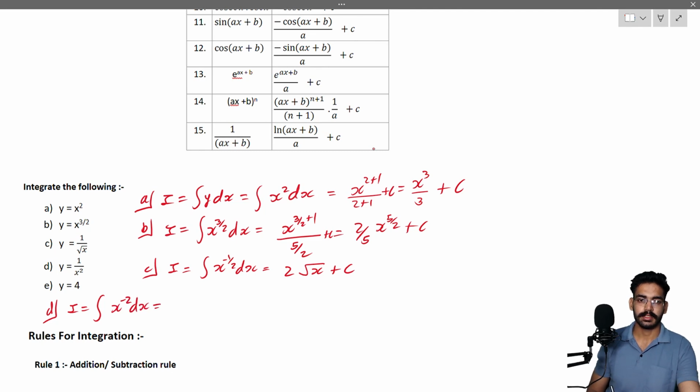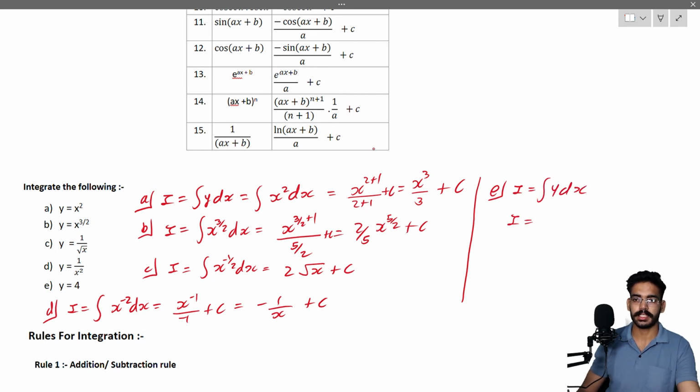Okay, so x to the power n plus 1 divided by n plus 1, so it will be x to the power minus 1 divided by minus 1 plus c, so that is minus 1 by x plus c. Okay, then let's see the e part. What is the e part? The e part is I equal to integration 4 dx. Okay, so we know the integration of a constant will be 4 into x, so 4x plus c. Okay, this is your answer.